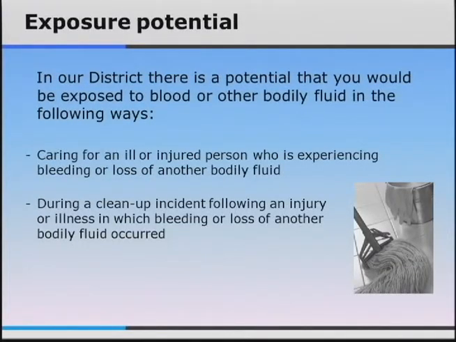What is our exposure potential? In our district, there is a potential that you would be exposed to blood or other bodily fluid in the following ways. Caring for an ill or injured person who is experiencing bleeding or loss of another bodily fluid. For example, a staff member or a student could come to you and ask for a Band-Aid because they've injured a finger. During a cleanup incident following an injury or illness in which bleeding or loss of another bodily fluid occurred. For example, a student may have had an accident.